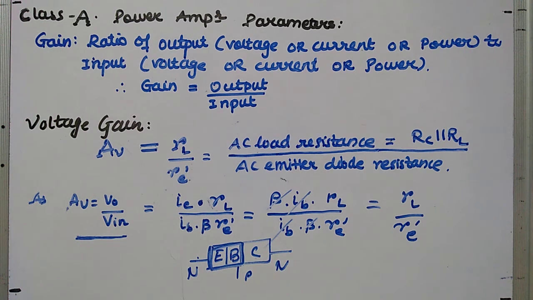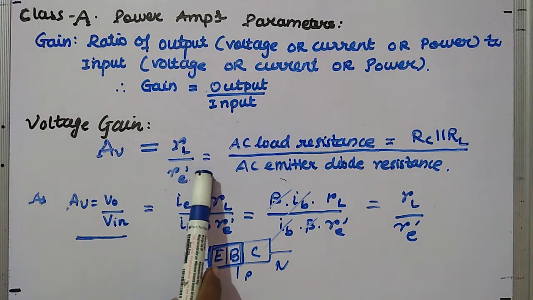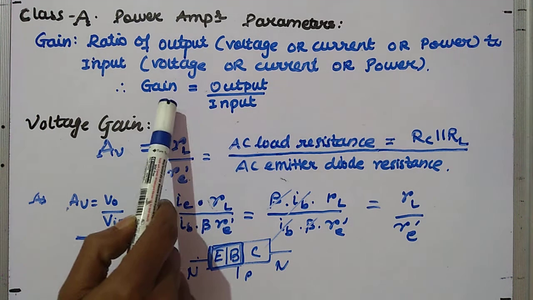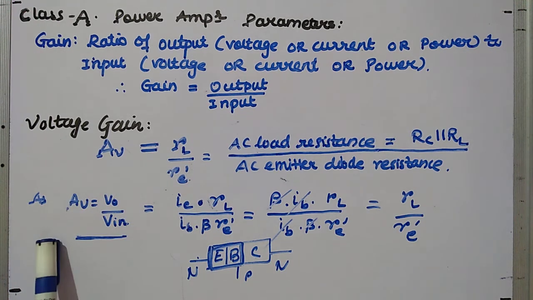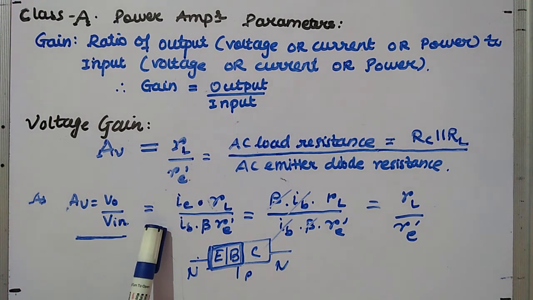This is about the voltage gain. So here I have tried to show how we have achieved this value. We are saying it is a ratio of output upon input. Then I have written this equation. Then I have put the values.